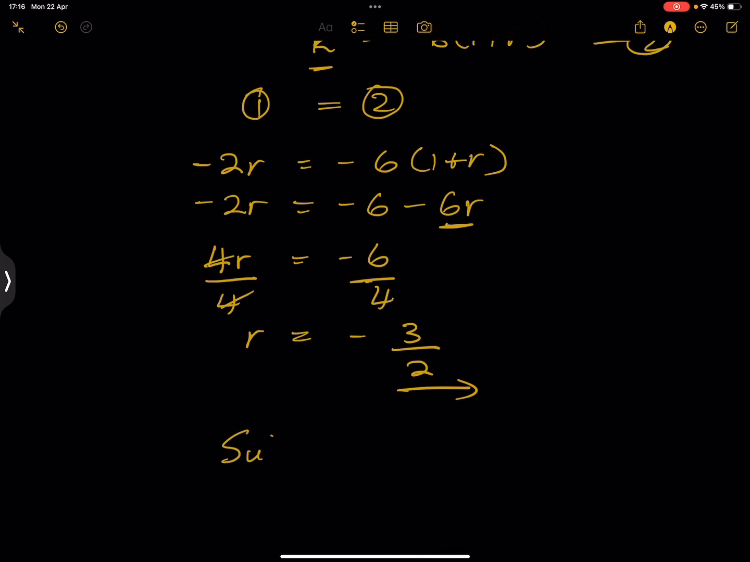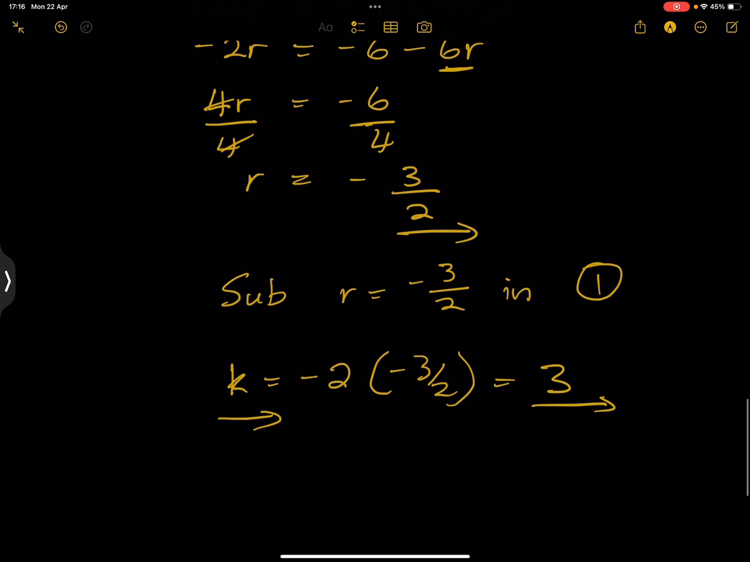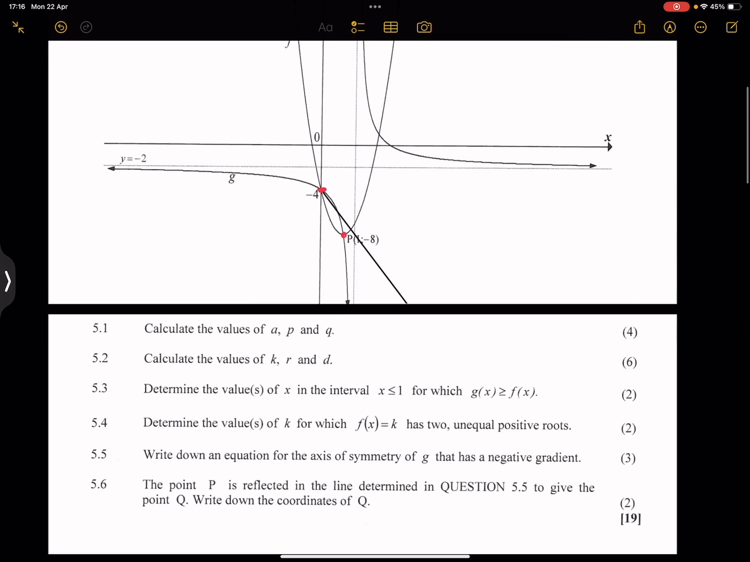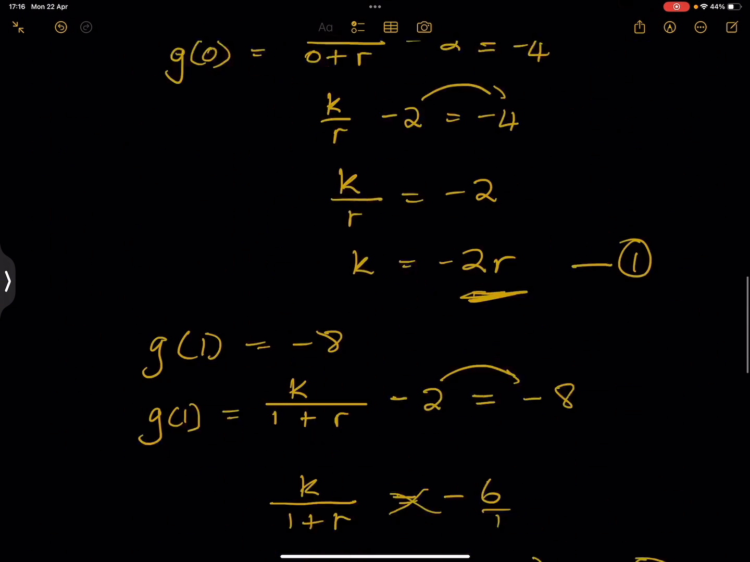Okay, so substitute r is equal to minus 3 over 2 into equation 1 actually. So k is equal to minus 2 times r, right? But what is our r value? We said this is minus 3 over 2, and so k is equal to a positive value this time, and that's positive 3. Okay, so we've got the values of k, r and d.